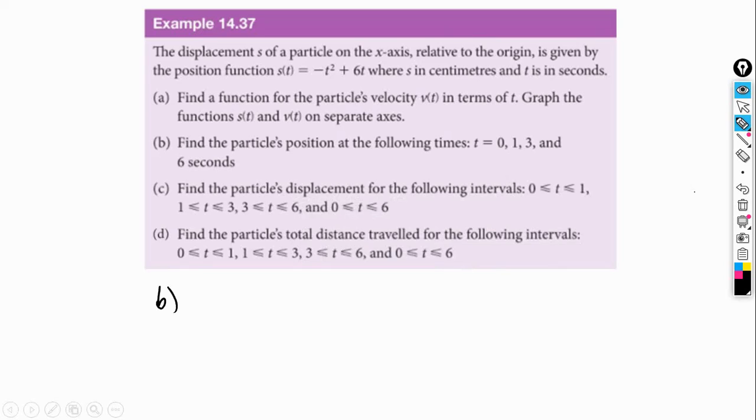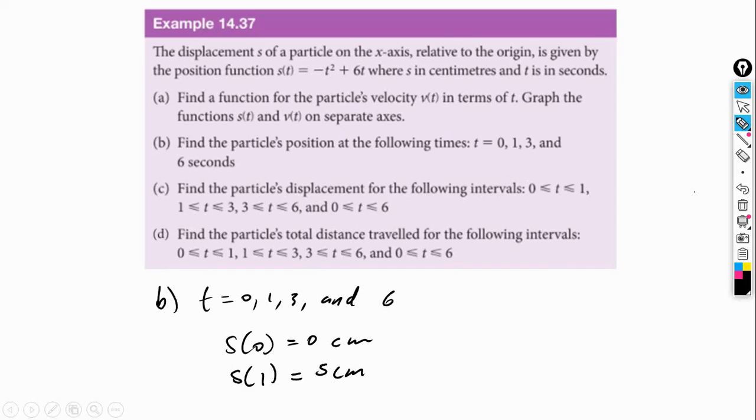For part B, they want us to find the particle's position at the following times: t equals 0, 1, 3, and 6 seconds. Basically all we have to do is plug these values into the position function. Notice that s of 0 is going to be 0 centimeters. S of 1 is going to give us 5 centimeters. S of 3 will give us 9 centimeters. And s of 6 is going to give us 0 centimeters again. Remember that the graph was an inverted parabola, so it is obvious that after 6 seconds you would get back to position 0.